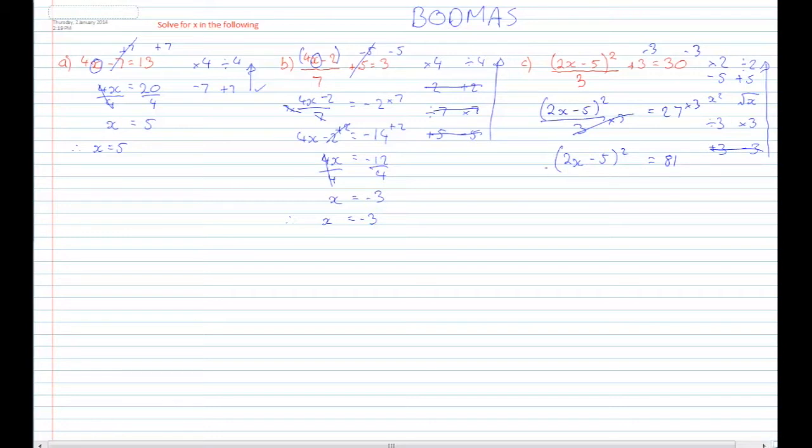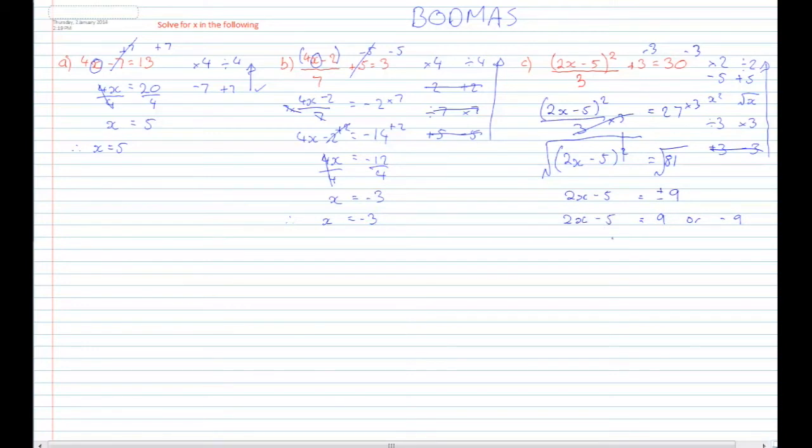Now when we square root both sides, so we square root this side here, and we square root this side, what we end up with is 2x minus 5, because the square and the square root will cancel each other out, is equal to positive or negative 9. Now why is that? Well, that's because if you square positive 9, that is 9 times 9, you get 81. If you square negative 9, negative 9 times negative 9 is positive 81. So you've got to include the positive and the negative here. Alright, so we're actually going to do this as two answers. We're going to write it as 9 or negative 9. So you've got 2x minus 5 is equal to 9 or negative 9.